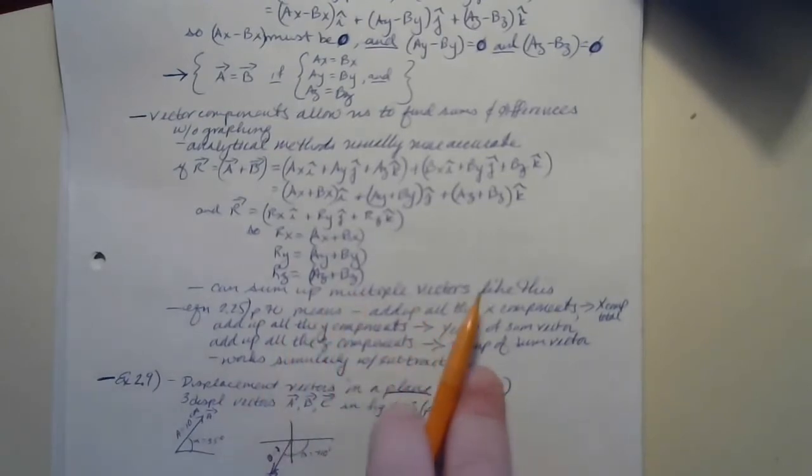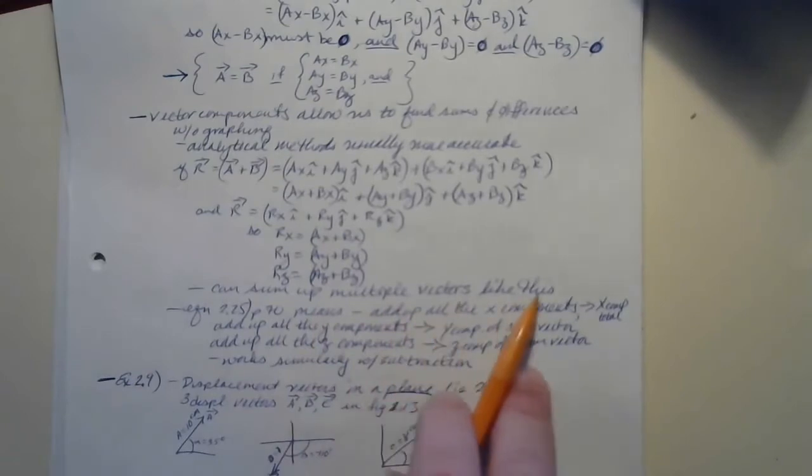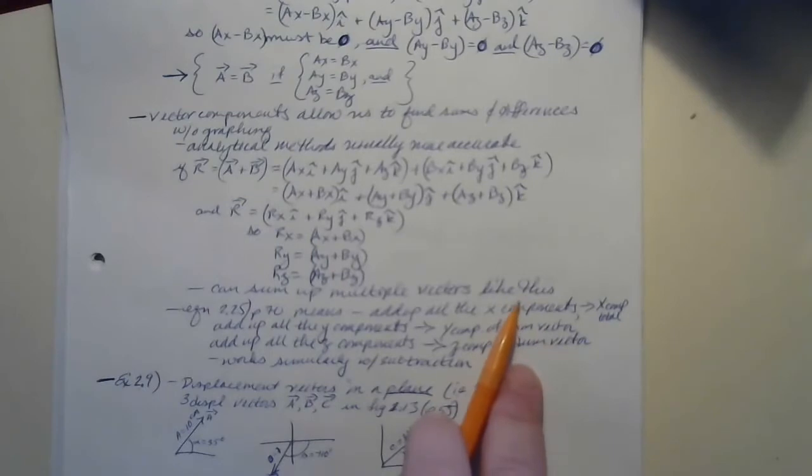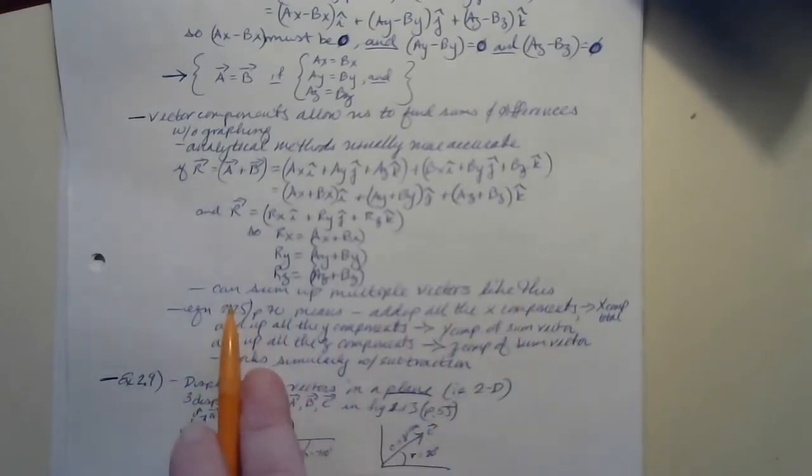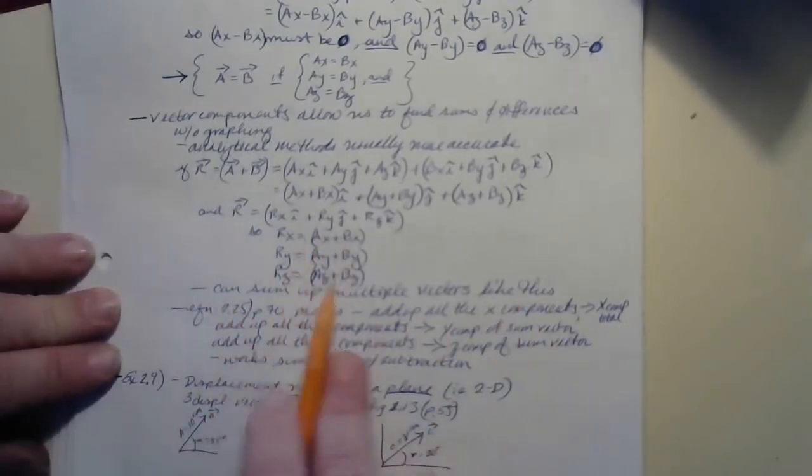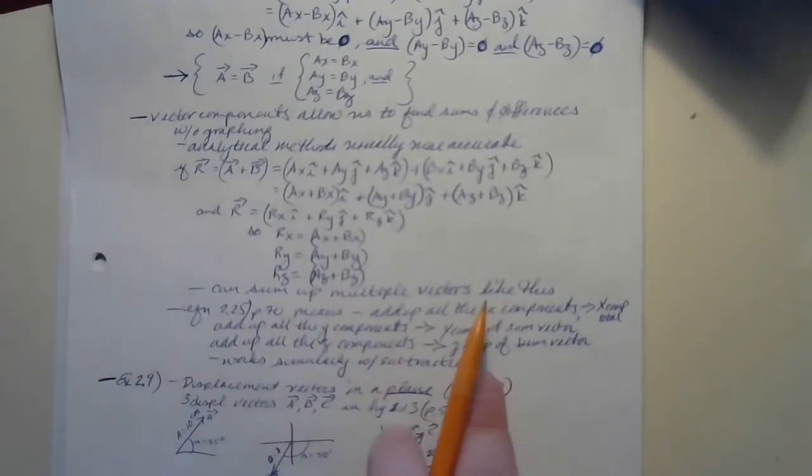This makes it really easy to sum up a large number of vectors. With the graphical approach, it's pretty easy, I mean, well, maybe not easy, but not too much trouble to do 2 or maybe 3 vectors. But once you go beyond that, it gets to be kind of a nightmare trying to graph them all accurately. But using the components, you can sum up any number of vectors you want, and it's really not all that difficult.